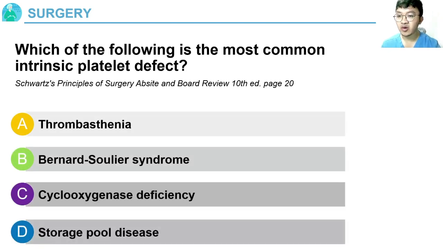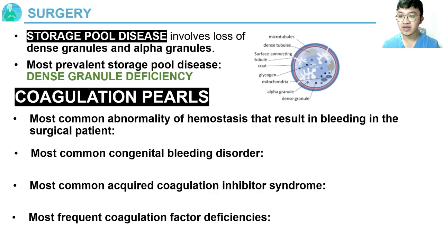Next question, which of the following is the most common intrinsic platelet defect? Is it A, thrombocythemia, B, Bernard-Soulier syndrome, C, cyclooxygenase deficiency, or D, storage pool disease? The correct answer is letter D, storage pool disease.